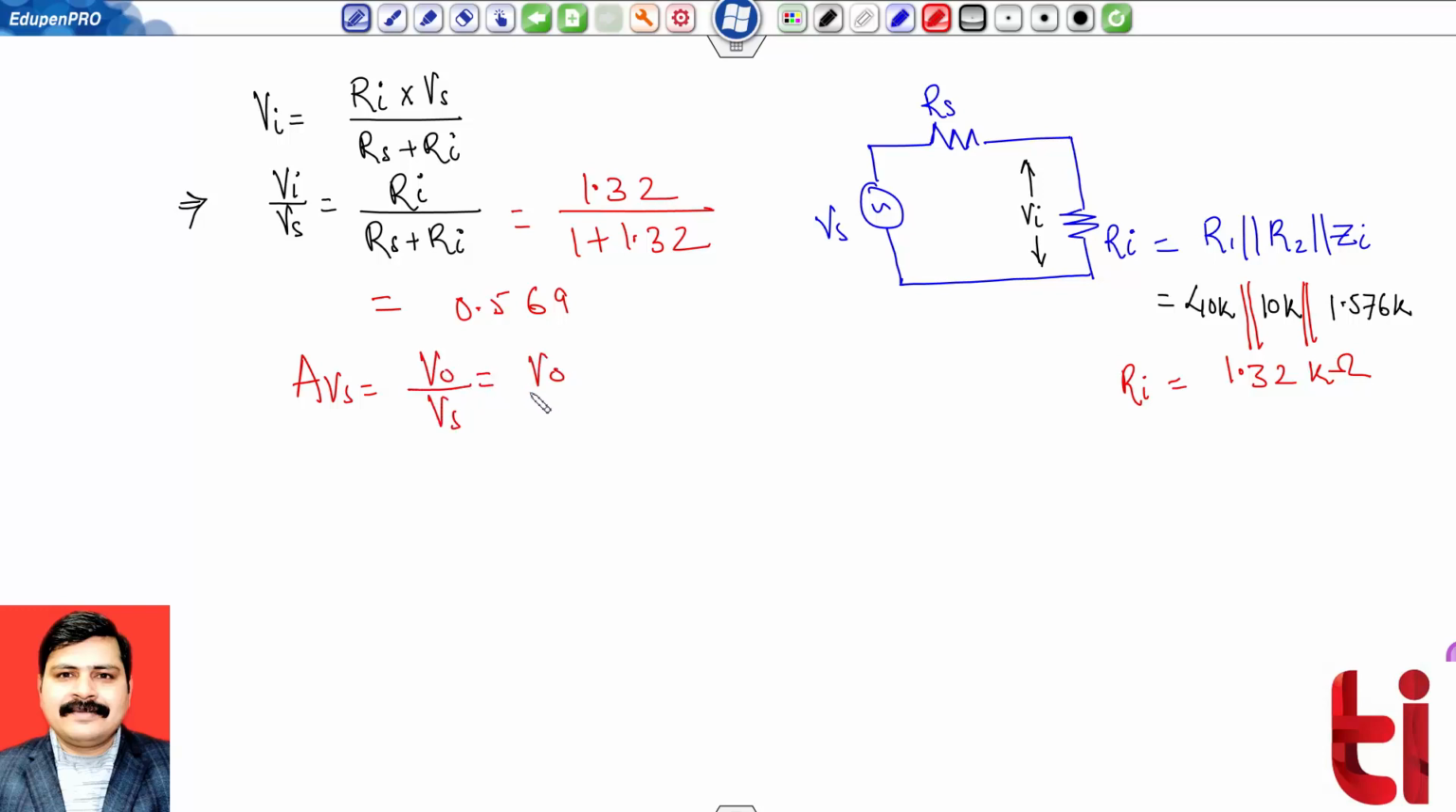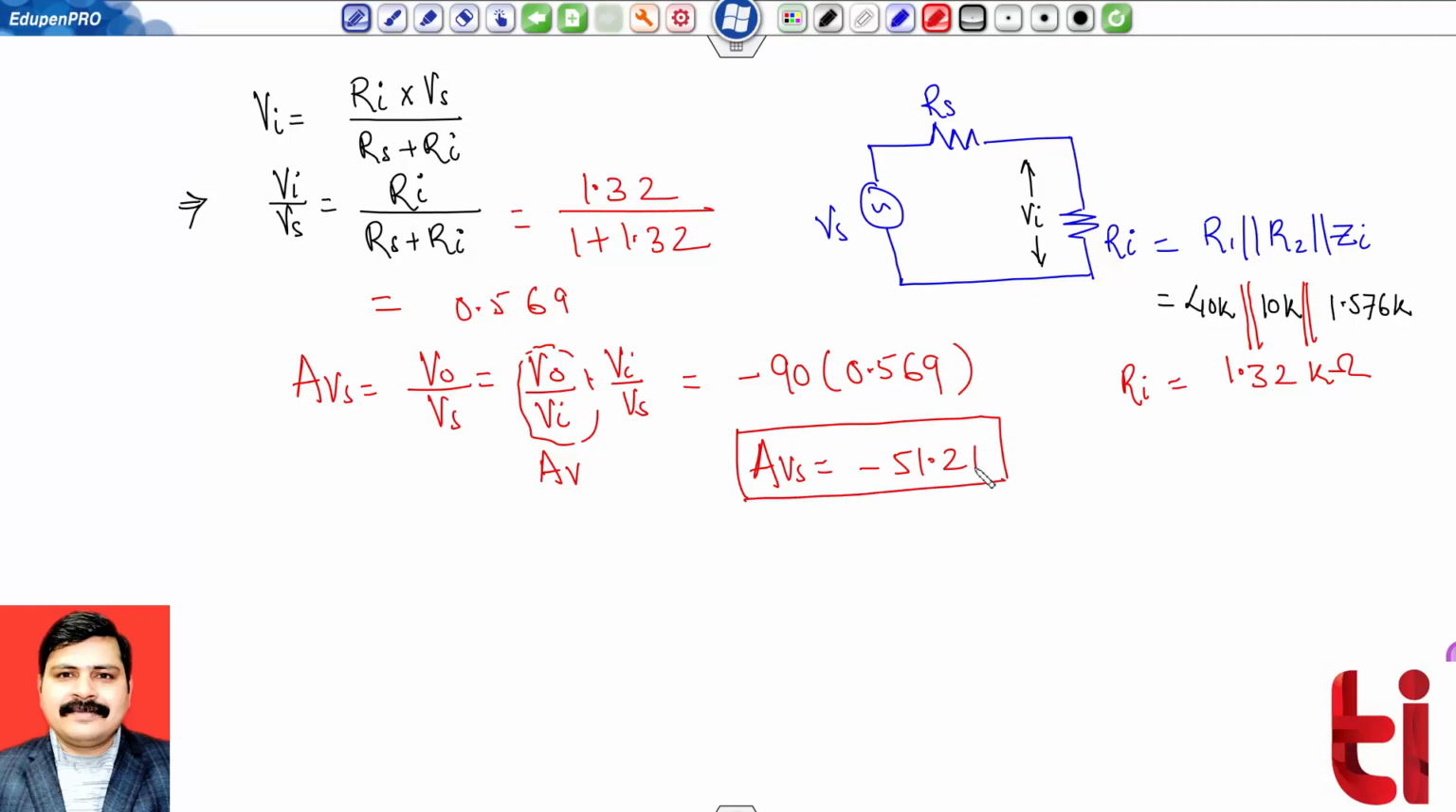Therefore, my overall voltage gain AVS will be equal to overall output voltage upon overall input. So it can be written as V0 upon Vi into Vi upon Vs. This quantity V0 upon Vi, we have calculated as the midband voltage gain AV, and it is minus 90 multiplied by 0.569. So my overall voltage gain AVS, with inclusion of source voltage, will be equal to minus 51.21.